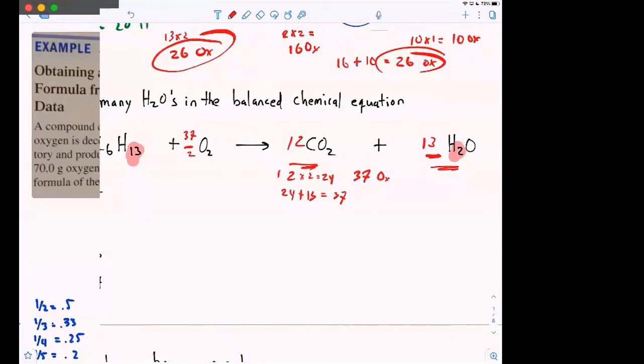And now what do we do? How do we get rid of that? We multiply everything by 2 again. And so that means we get 4, 37, 24, 26. So the balanced chemical reaction has 26 waters.